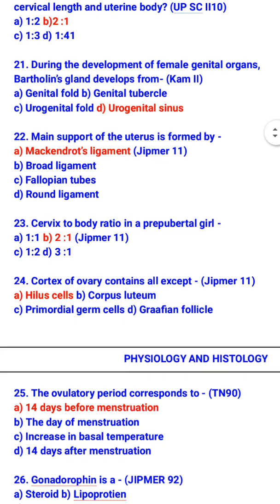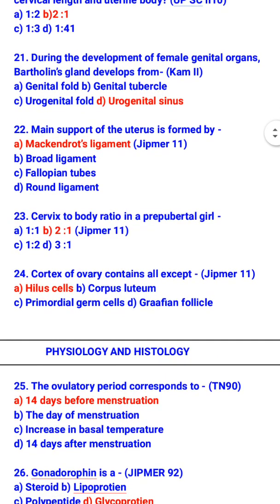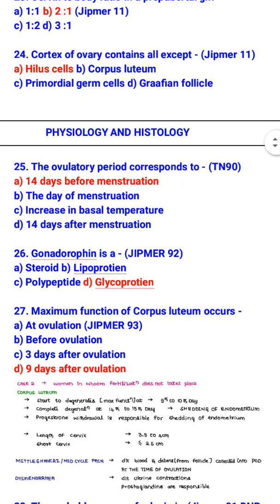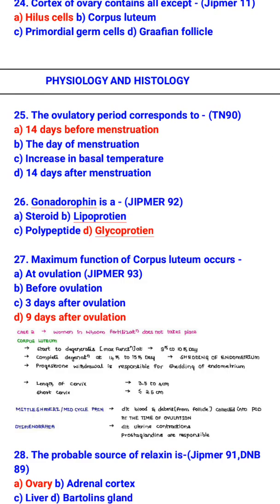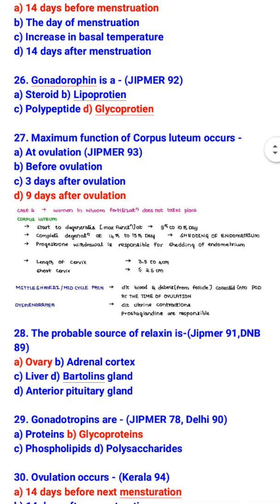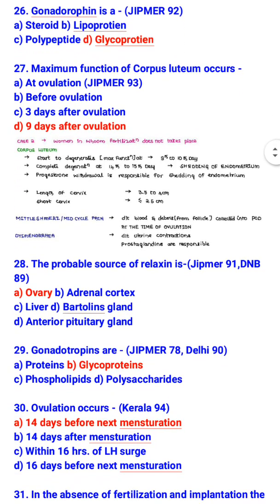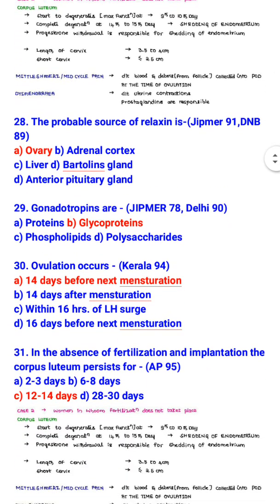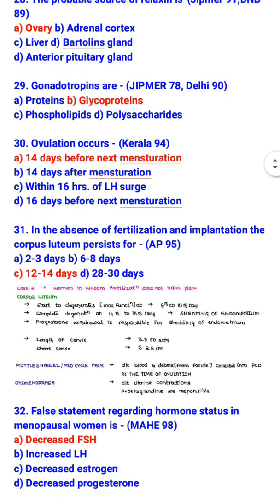Cortex of ovary contains all except: cortex of ovary contains corpus luteum, primordial germ cells, and Graafian follicle. It does not contain hilus cells. The ovulatory period corresponds to 14 days before menstruation. Gonadotropin is a glycoprotein. Maximum function of corpus luteum occurs 9 days after ovulation. The probable source of relaxin is ovary. Gonadotropins are glycoproteins. Ovulation occurs 14 days before next menstruation.